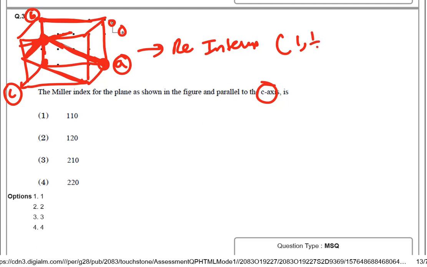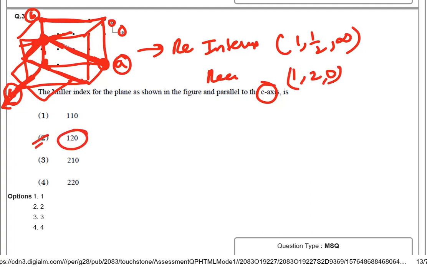That's why we can take half here. And just look at the axis C, the plane is never intersecting on this axis, simply it is moving parallel whenever the axis is simply moving. Okay, so that's why we can take infinity here, and by just taking reciprocals we can get the Miller indices 1, 2, 0. Okay, so here just take it 1, 2, 0, and second option is our answer.